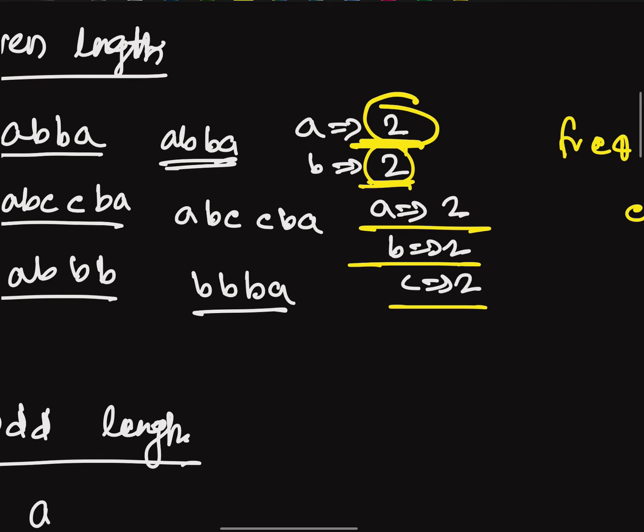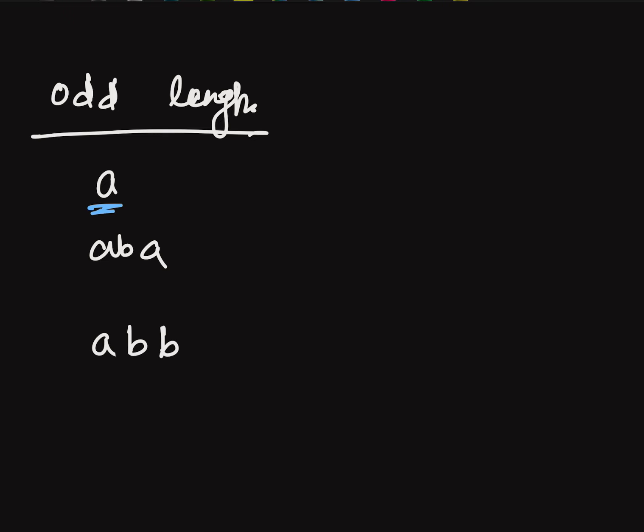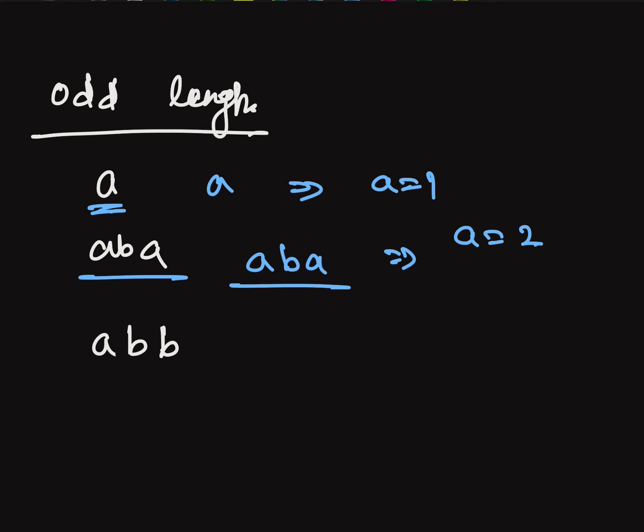Correct. And for odd length, what will be the condition? This is an odd length palindrome. If we reverse this, it is a palindrome. The frequency of A here is 1. Now next, ABA. If we reverse this, it is ABA again, so both are equal and this is a palindrome. This is also an odd length. The frequency of A here is 2 and B is 1.